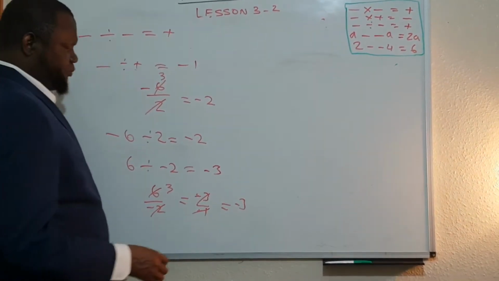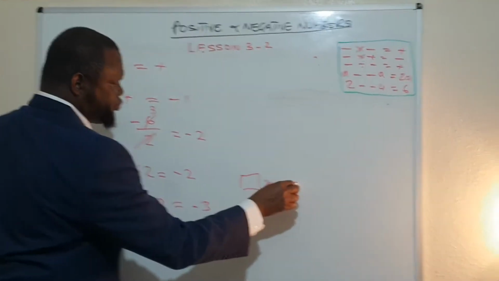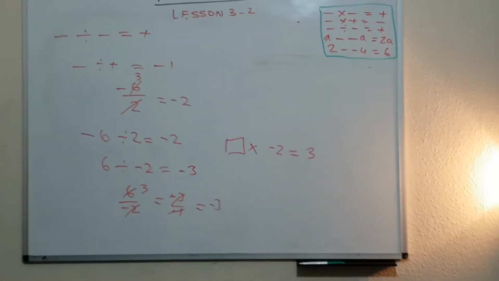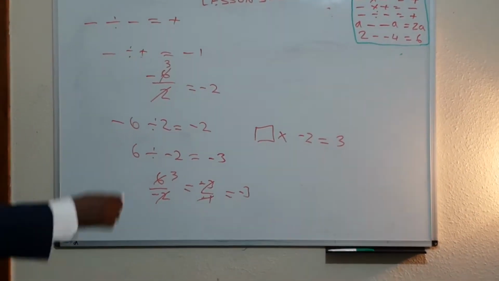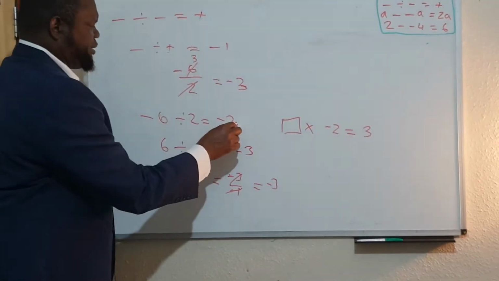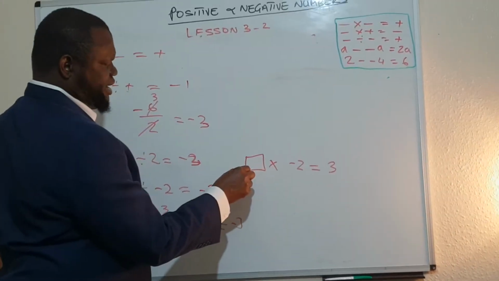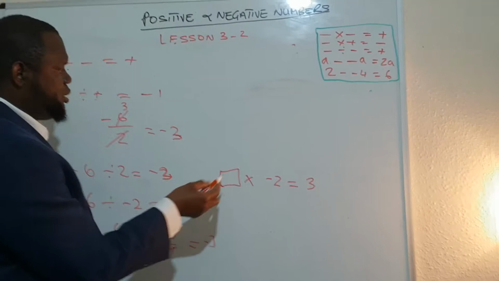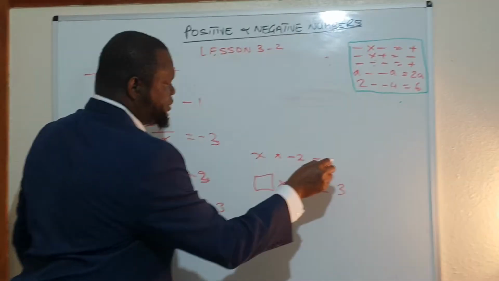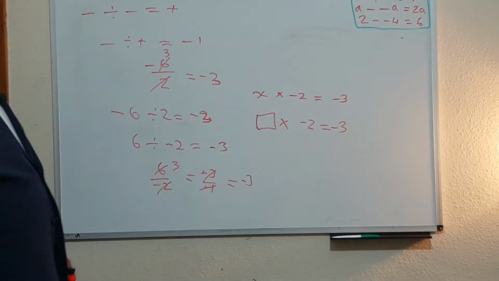It's like if someone asks you, a number multiplied by minus 2 is equal to 6. What's that number? Minus 3. In maths we say x, because a number means we don't know. Unknown. So x times minus 2 is equal to 6, and x is minus 3. That's what's in the box.